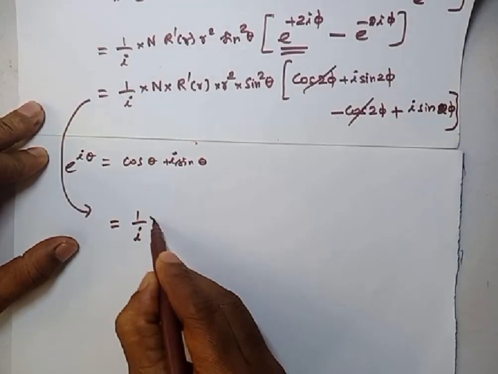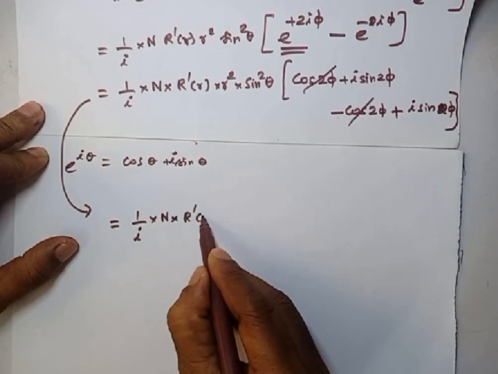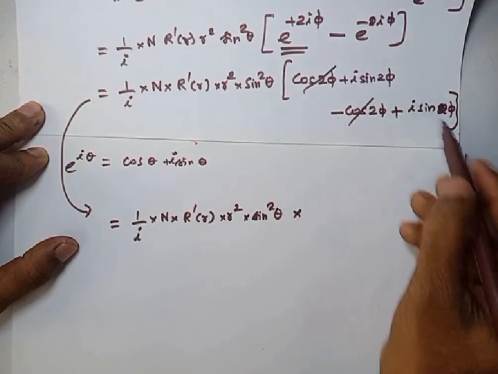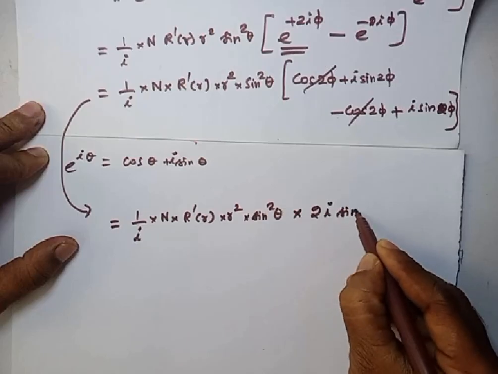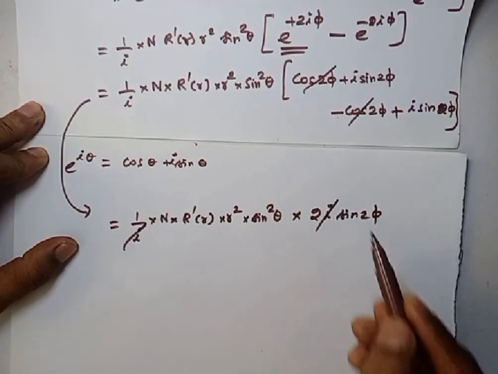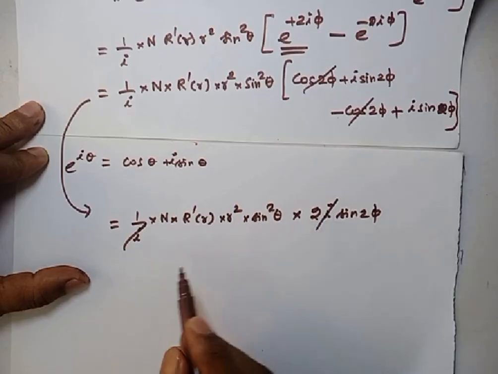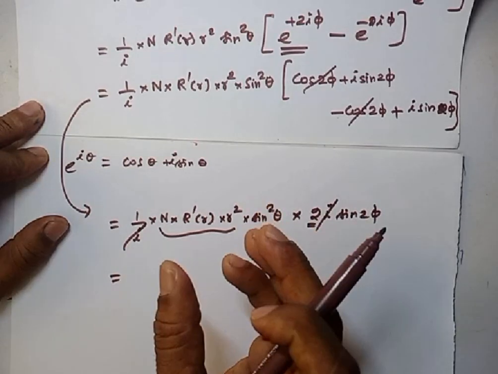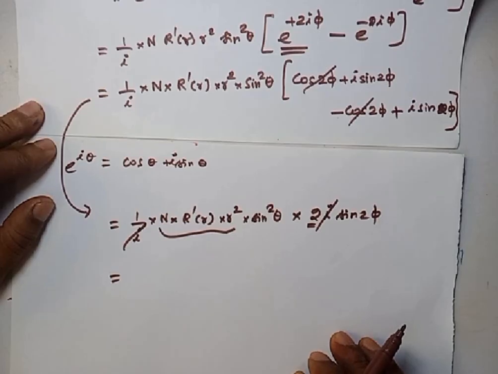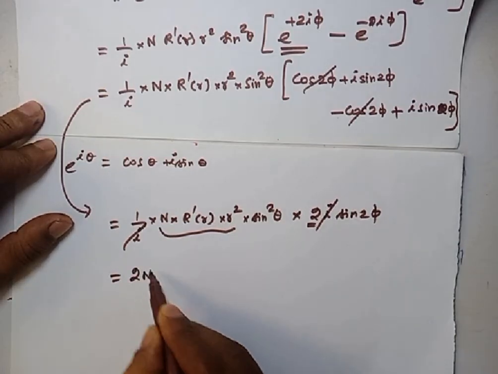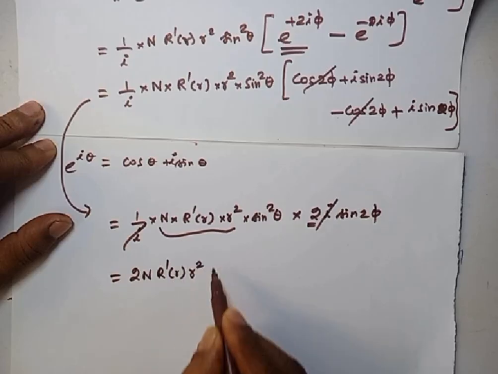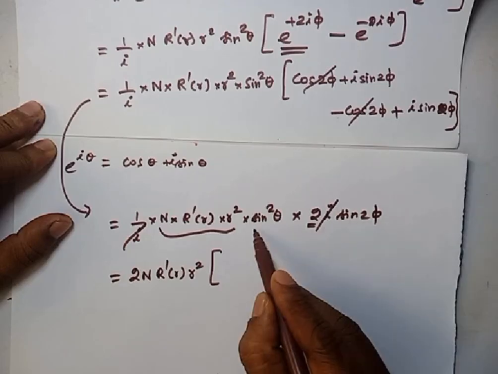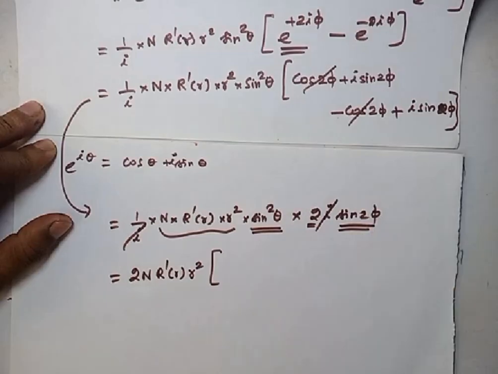1 by i, normalization constant, radial function, r square, sine square theta into, if I add these two, I'll get 2i sin 2 phi. This i and this i cancel. These are all constants, so you can take them out. That is not going to determine your orbital, so you need not worry about that. You can keep it in front. So 2N R prime r square, you keep these terms out. Now what we are left with here is sine square theta and sine 2 phi. I am going to focus on this.